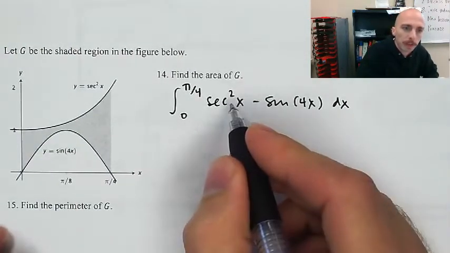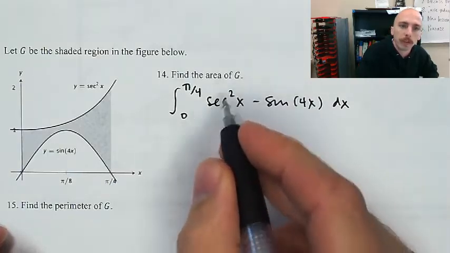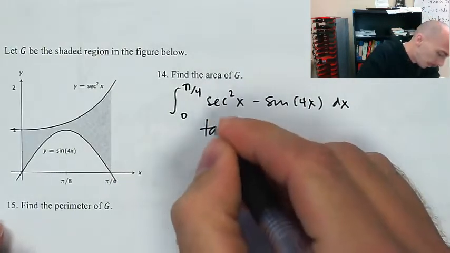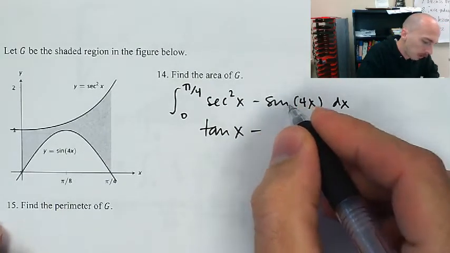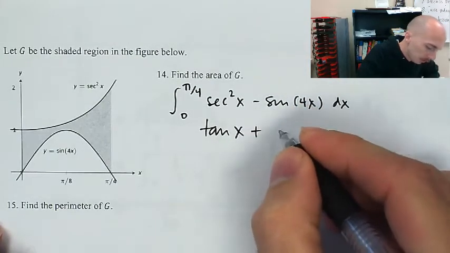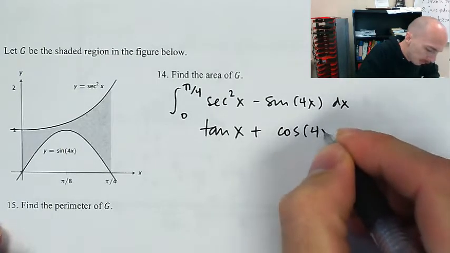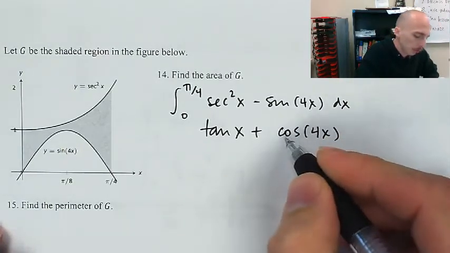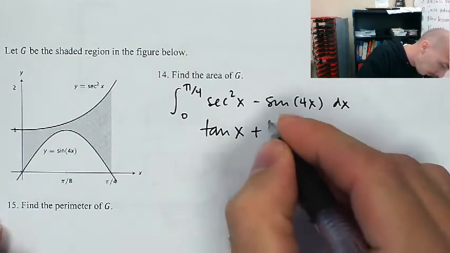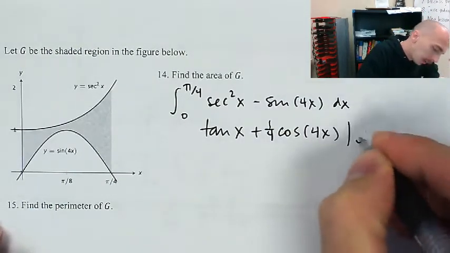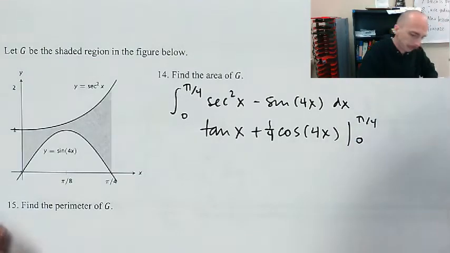Okay, we know an antiderivative for secant squared x: a function whose derivative is secant squared x would be tangent x. Minus, an antiderivative for sine would be negative cosine. So my hypothesis would be cosine of 4x, since its derivative would be negative sine of 4x times 4 for the chain rule, so I divide by 4. And I let x run from 0 to pi over 4.